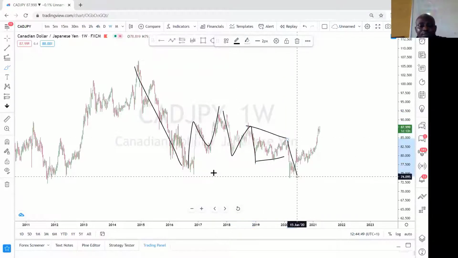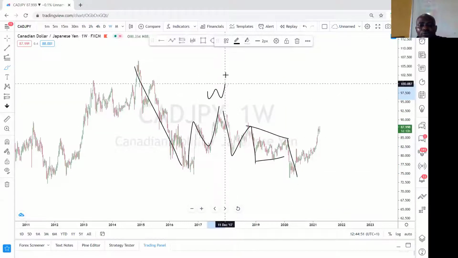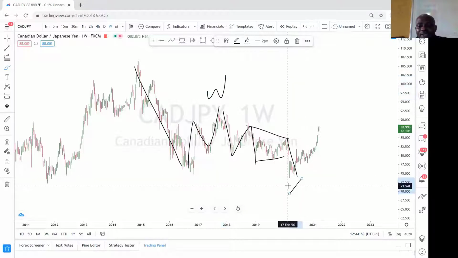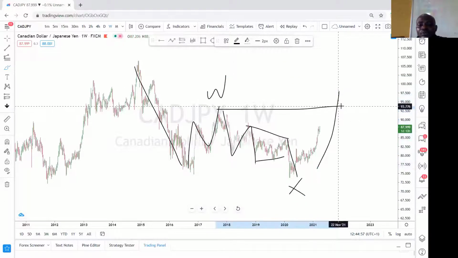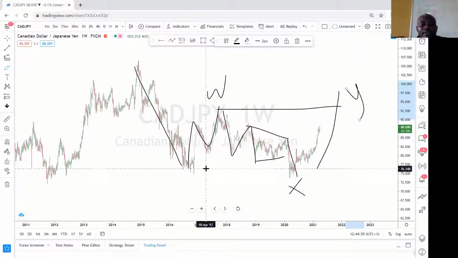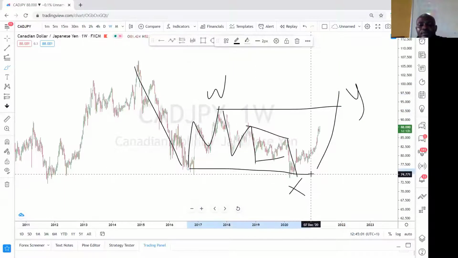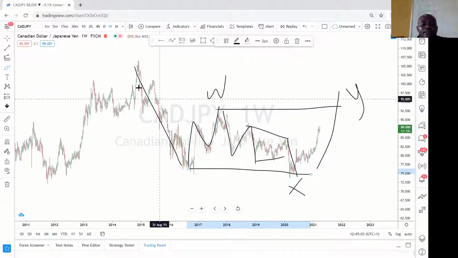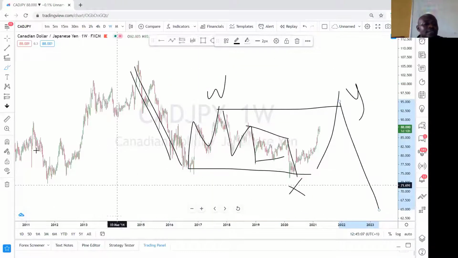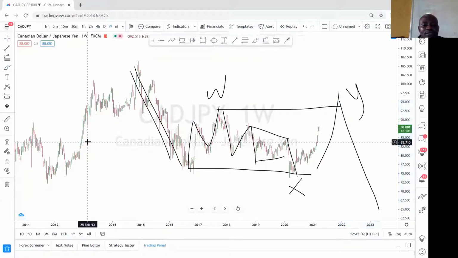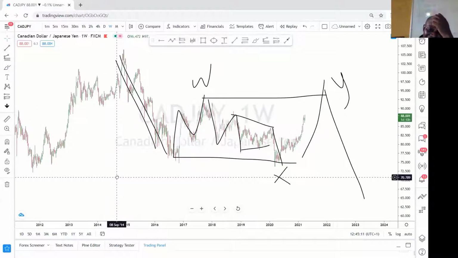You have an impulse here. So this is W. This is X. What are we expecting? Y to come over here to break this top. Y. Okay? And here has come here. So from here, this move that is down here, we want it to come here, boom, to the downside. This is the forecast on CAD/JPY.